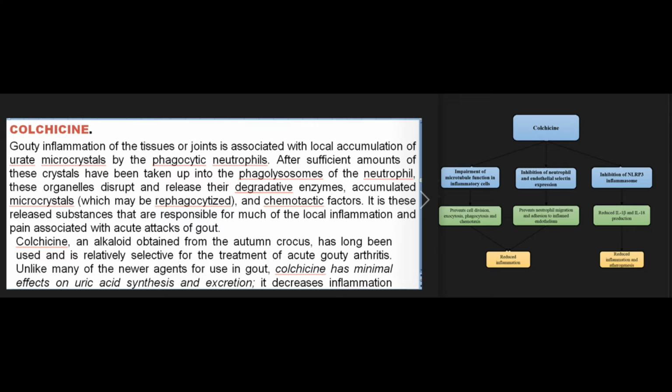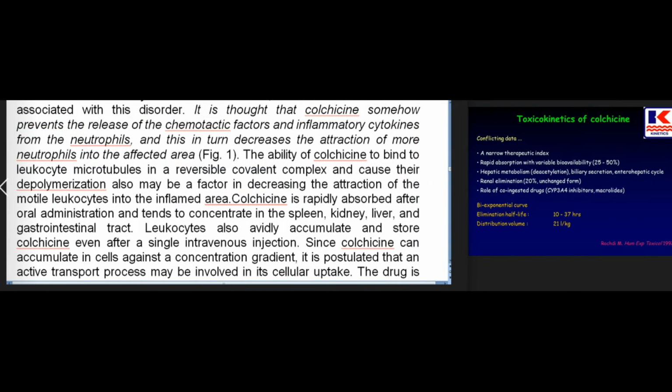Unlike many of the newer agents for use in gout, colchicine has minimal effects on uric acid synthesis and excretion. It decreases inflammation associated with this disorder. It is thought that colchicine somehow prevents the release of the chemotactic factors and inflammatory cytokines from the neutrophils, and this in turn decreases the attraction of more neutrophils into the affected area, Fig. 1. The ability of colchicine to bind to leukocyte microtubules in a reversible covalent complex and cause their depolymerization also may be a factor in decreasing the attraction of the motile leukocytes into the inflamed area.